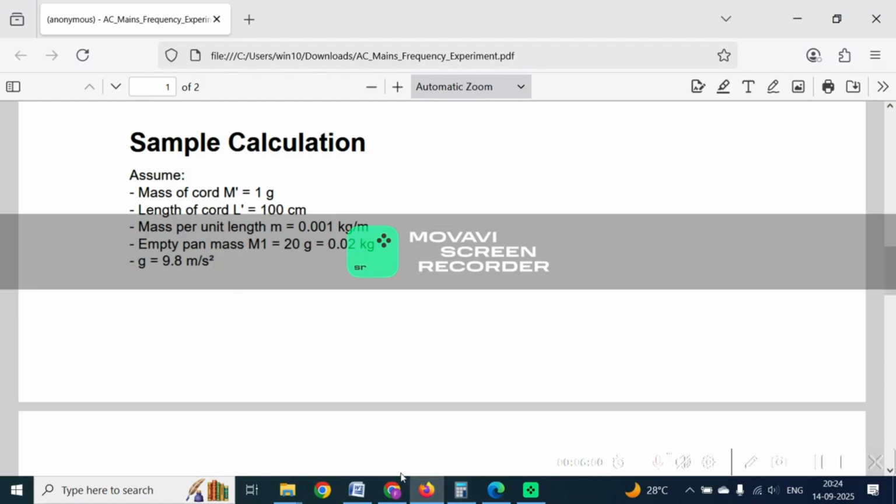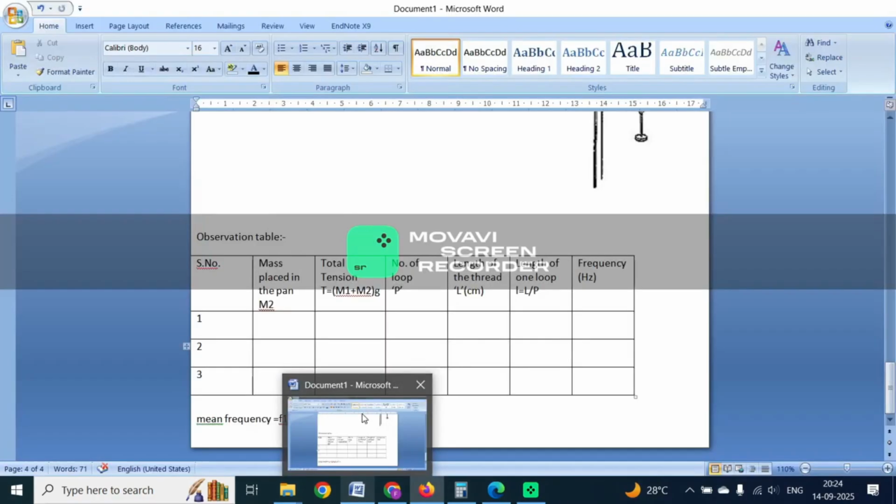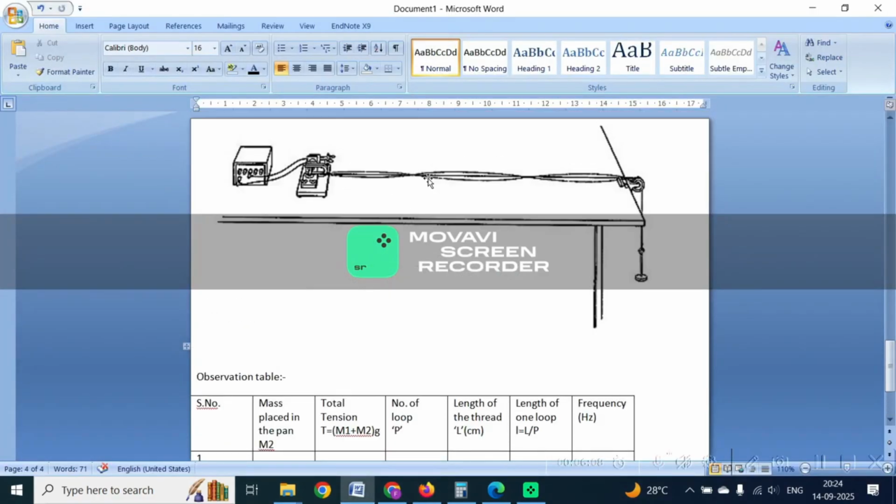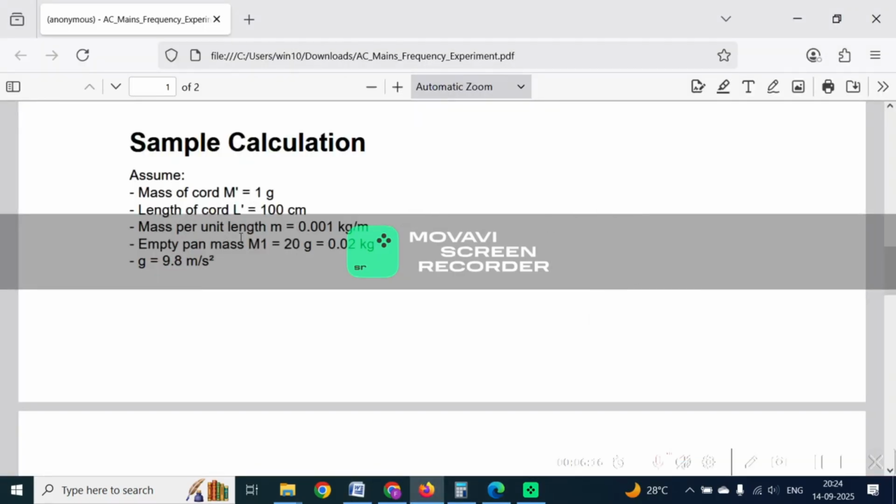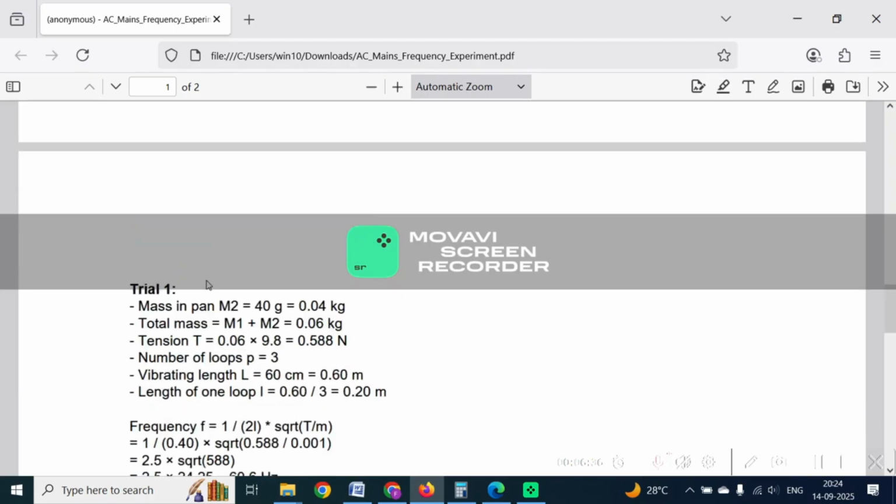Length, which length? I think you already know which length I'm going to talk about. So this length here, from here to here, the length of the thread. Now mass per unit length is 0.001 kg per meter. Empty pen mass: when the pen is empty, we have to measure the weight, that is 20 gram, which is 0.02 kg. G is a constant value, that is 9.8 meter per second square.